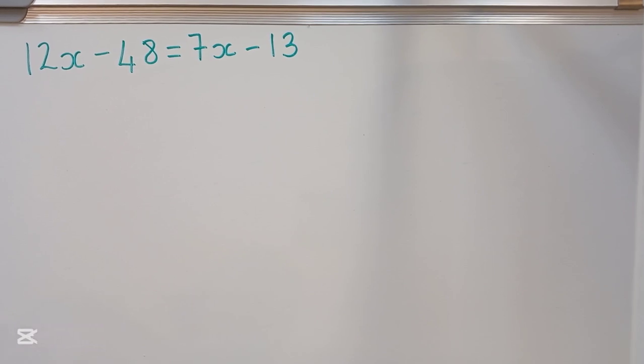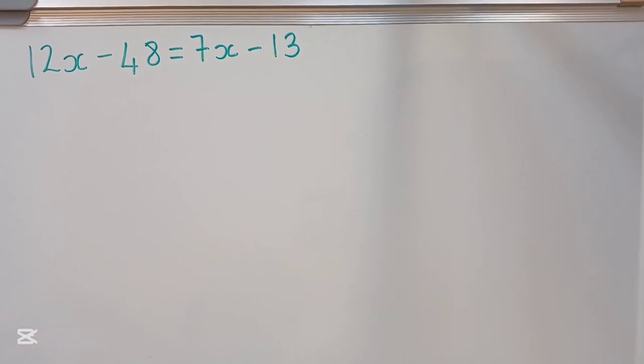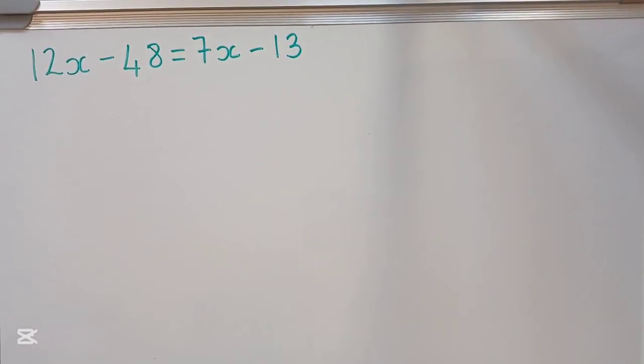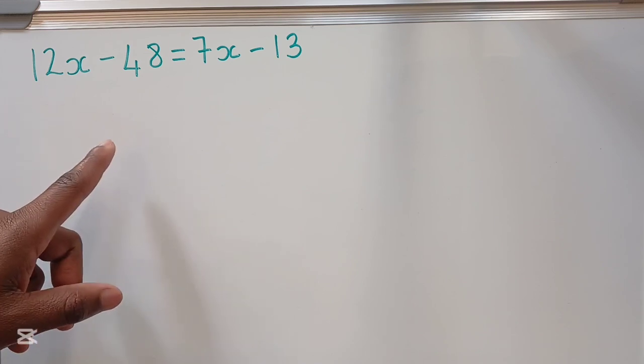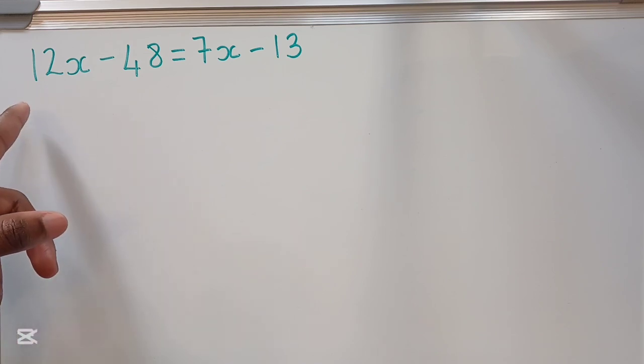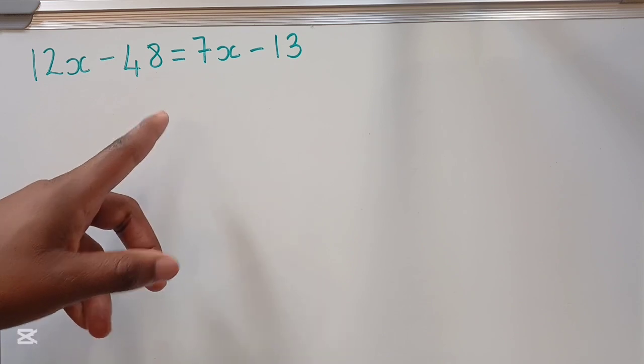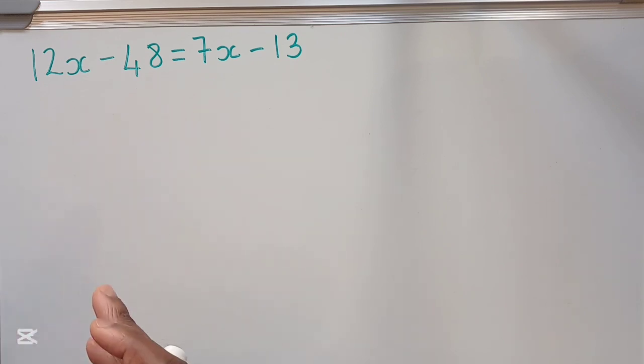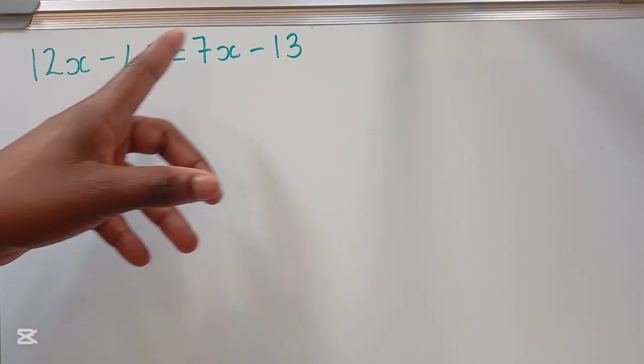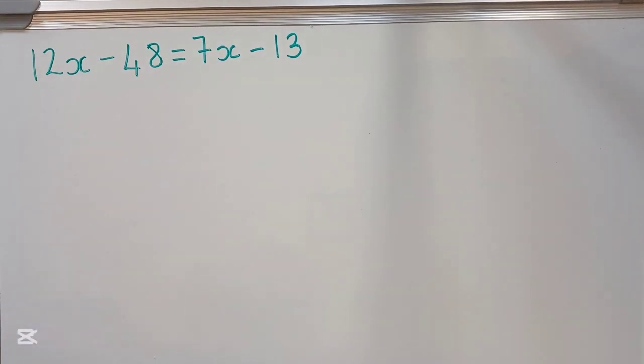In the next example, we have 12x minus 48 equals 7x minus 13. So the very first thing you must do is isolate the unknown variables. You want to keep them on one side of the equal sign and the rest on the other side of the equal sign. So 12x minus 48, these two are not like terms. 12x and 7x, these are like terms. So let's keep them on one side of the equal sign. 48 and 13, those are like terms. So let's move them on the other side of the equal sign, okay?